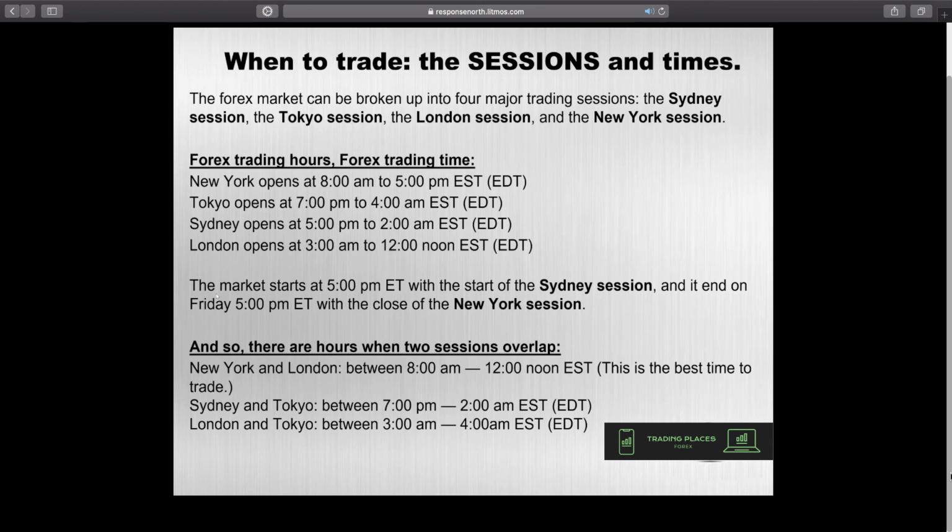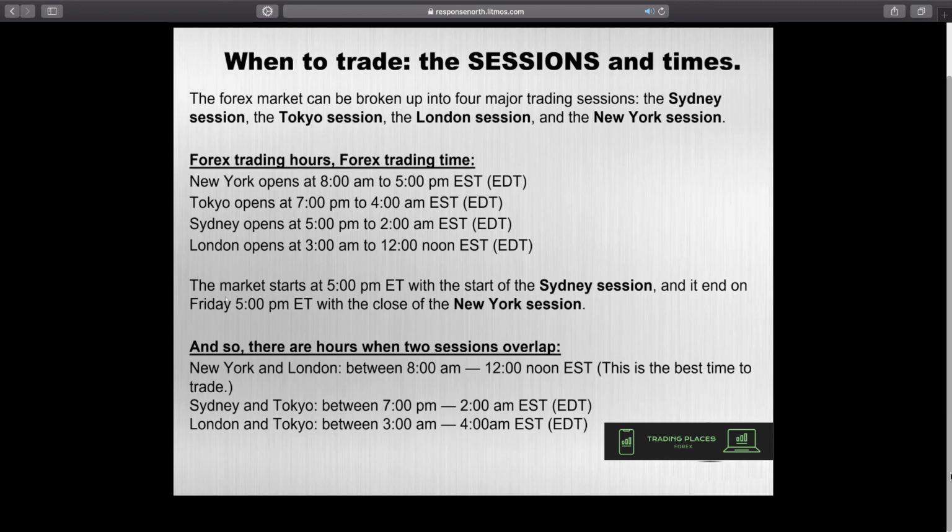So your Forex market starts at 5 p.m. Eastern, Sunday. On Sundays at 5 p.m. Eastern, markets are open. You can start trading. It starts with the Sydney, and it stays open. You can trade all the way through until the market closes at 5 p.m. Eastern on Friday with the close of the New York session. Okay? From 5 o'clock Sunday p.m. Eastern through 5 p.m. Friday.